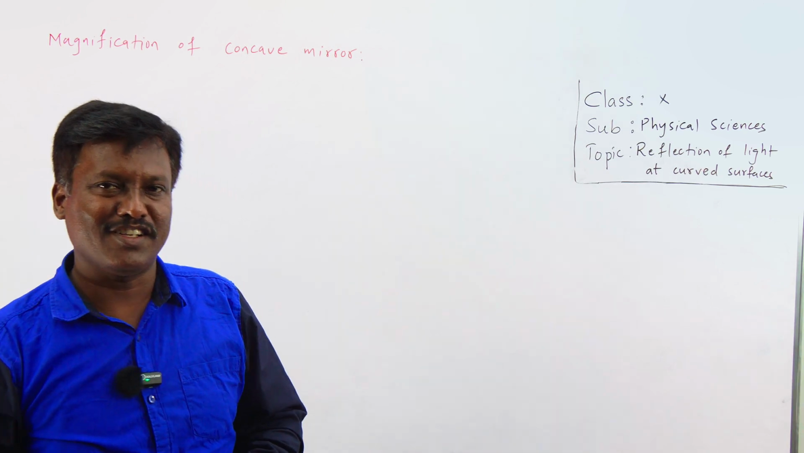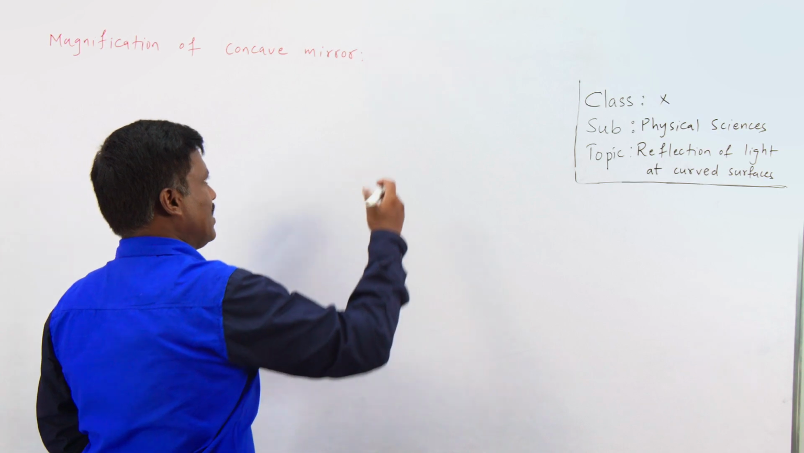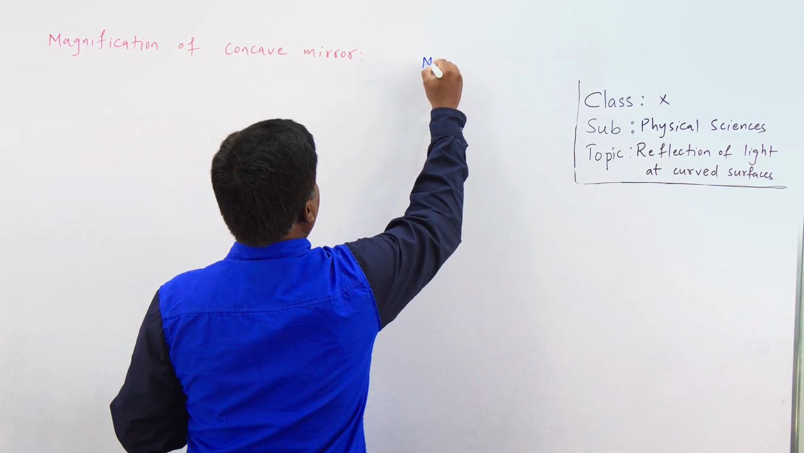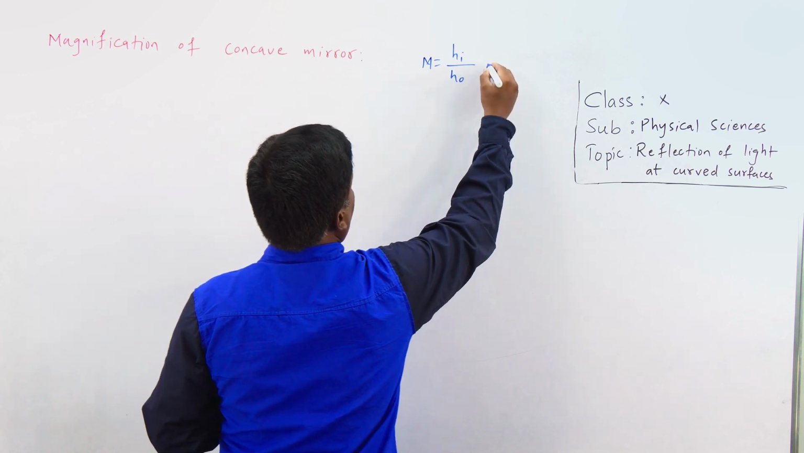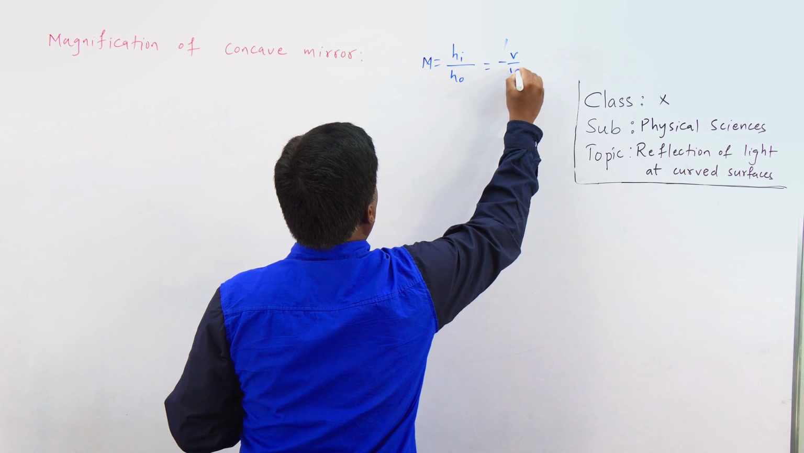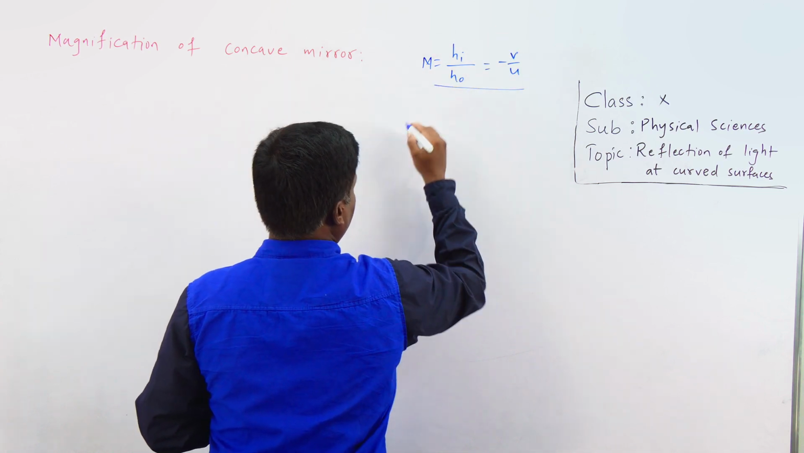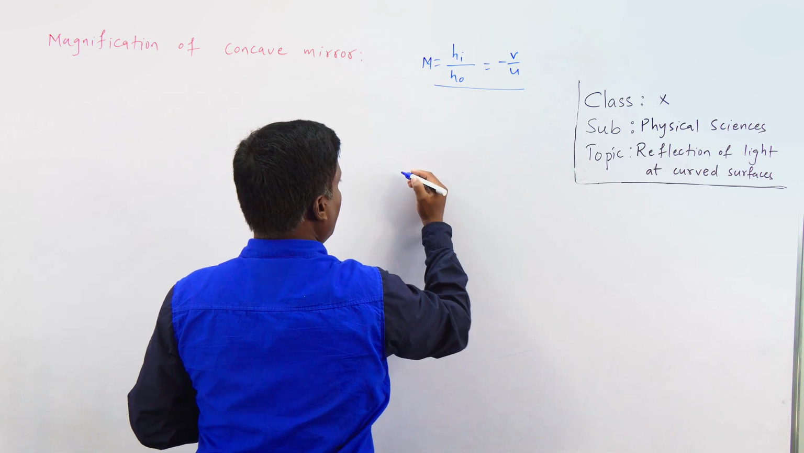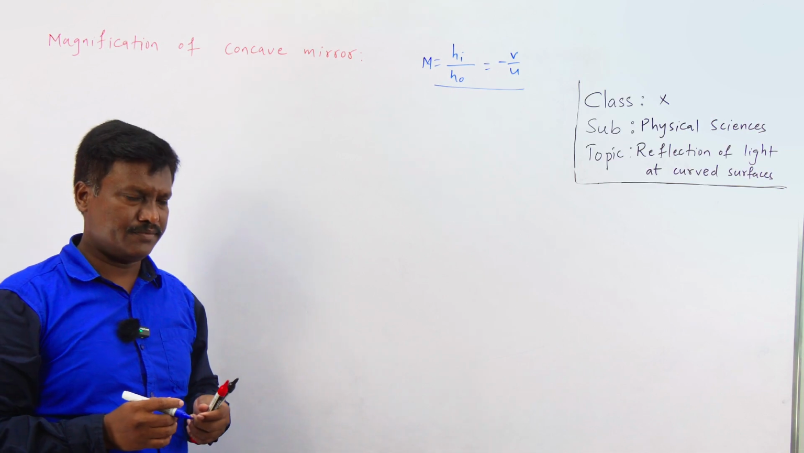Now we have discussed magnification, the derivation of the magnification formula. So what is that? Magnification is the ratio of the height of the image to the height of the object. It is also the ratio of image distance to object distance. We have derived this formula previously, right? Now we are going to talk about magnification of the concave mirror.